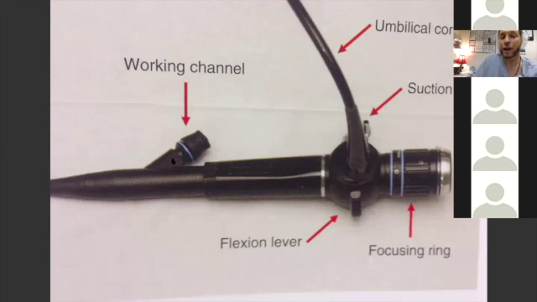And then we have the working channel. And be aware there's like a connector piece that after the scope is cleaned, you have to attach screws into. We have a focusing ring and our flexion lever. And now the flexion lever makes the tip of the scope go down and up. So if you're holding the scope upside down, then down is up is down. So before you enter the patient, make sure that you practice to show which way is up and down.